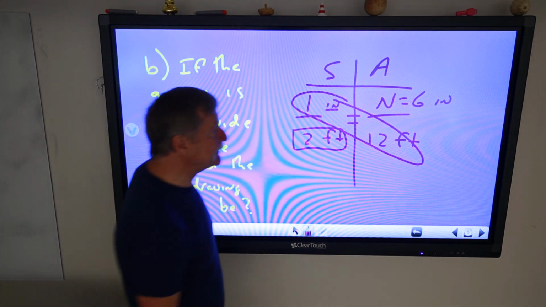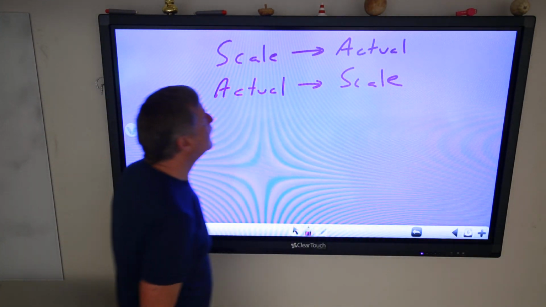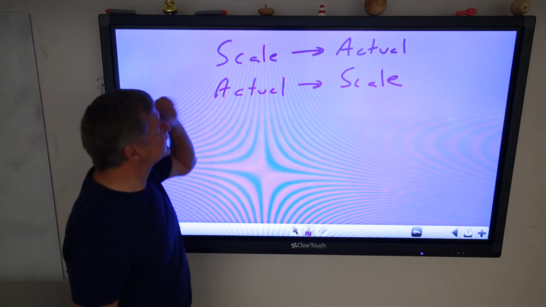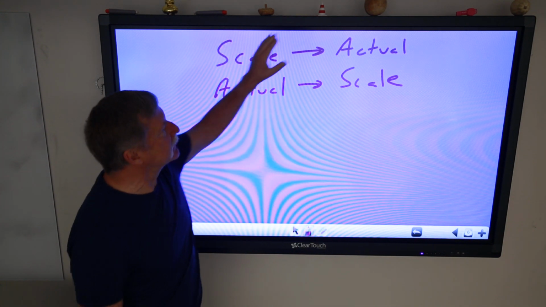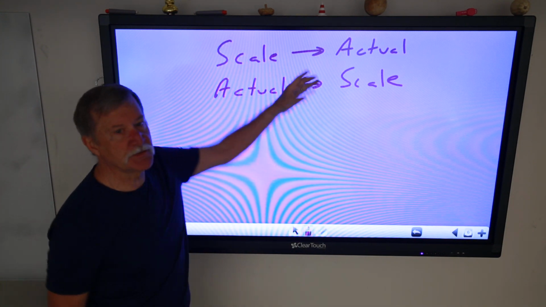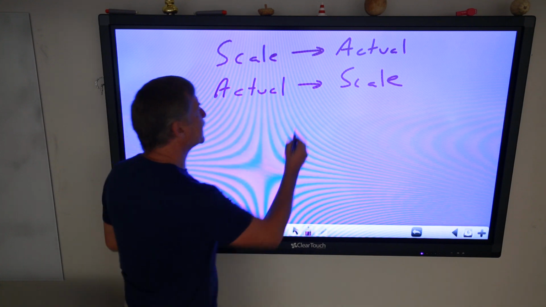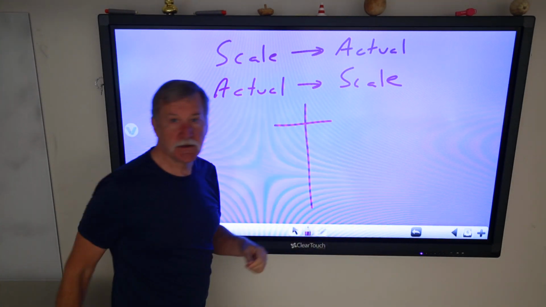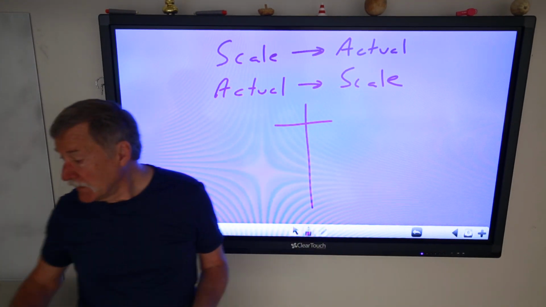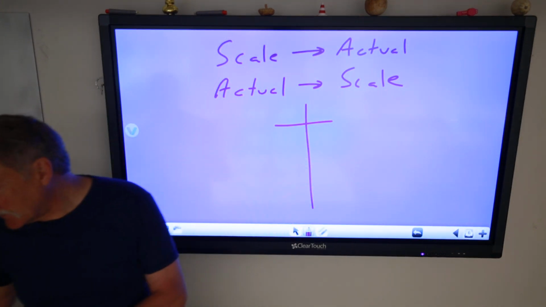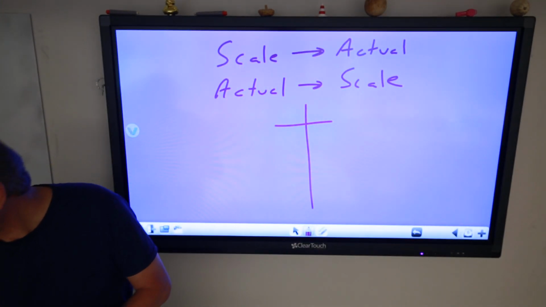Very simple, huh? All right, so you'll be asked to go from scale drawing to actual, or from actual to scale, and as you see, the sign of the cross is the way to go. Right? And that's the whole lesson right there. I can't make it any more difficult.